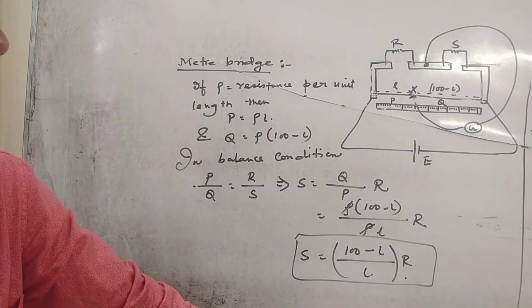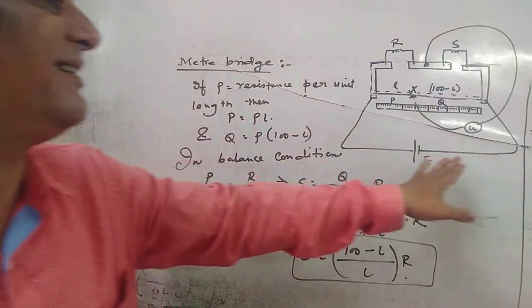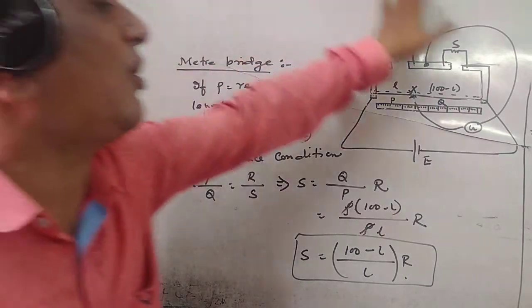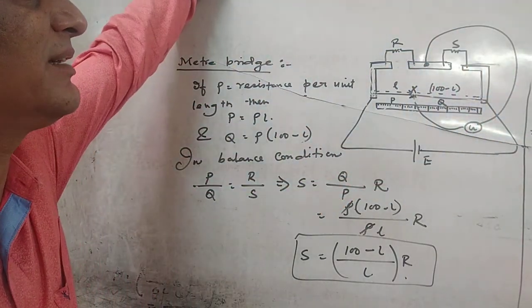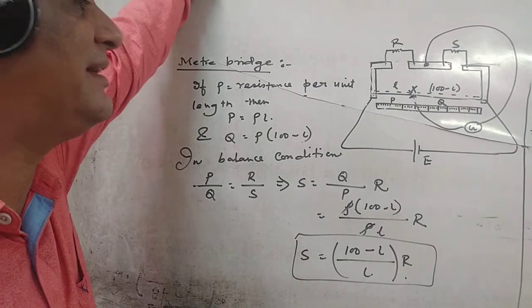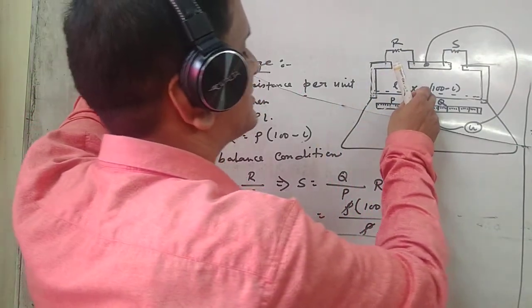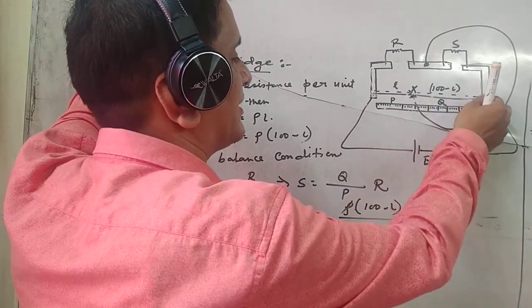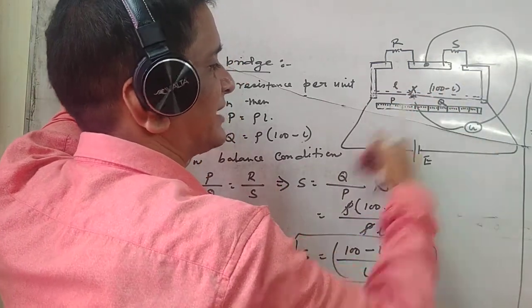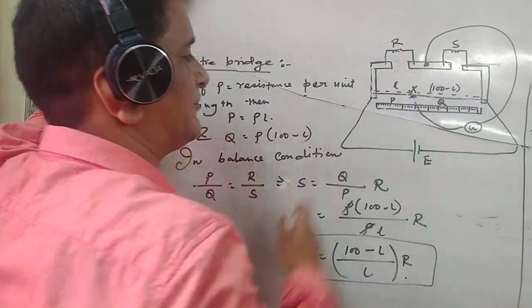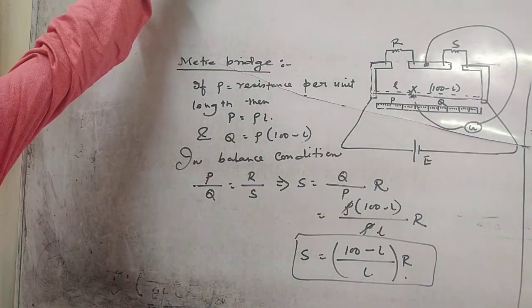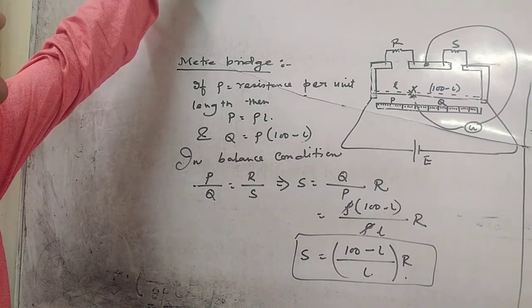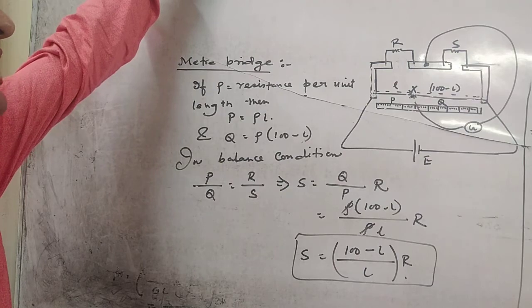In practical, what we will do? We will make all this connection, and exactly the same instrument will be given to you. After making the connection, we will take out a high resistance from here. If we move the jockey to this side, galvanometer will give the deflection in this side. If the galvanometer gives deflection on the opposite side, then we can say that our instrument is correct and our connection is also correct.